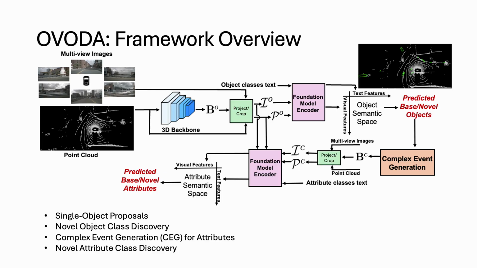OVODA takes multi-view images and LiDAR point clouds as input. A class-agnostic proposer generates single object boxes. Proposal features are aligned with foundation model embeddings for novel object discovery. Complex event generation then builds attribute proposals from temporal sequences and object pairs, enabling both spatial and novel attribute recognition.